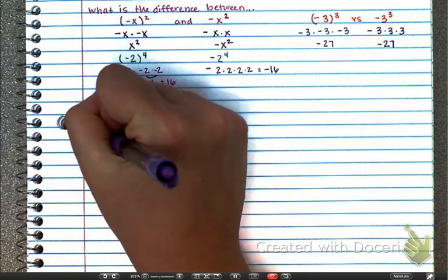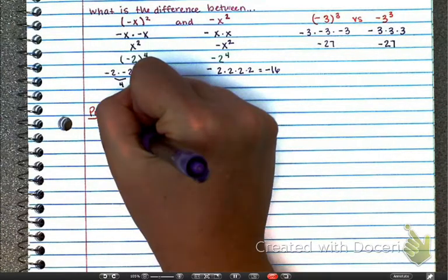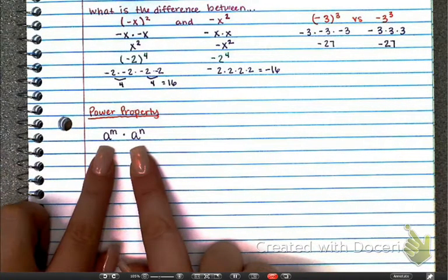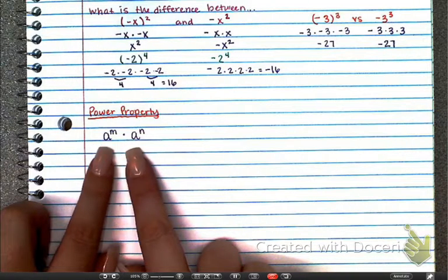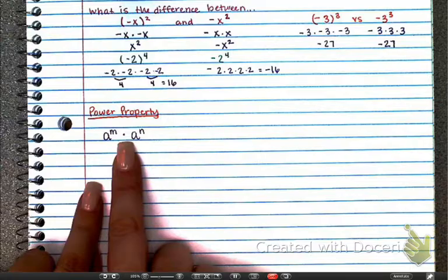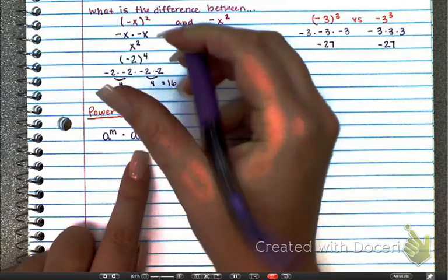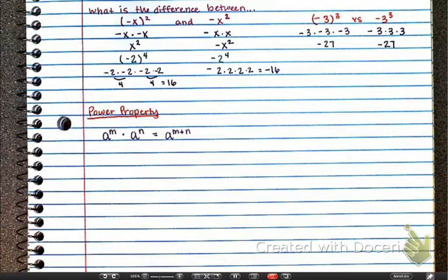So if I have a power, a to the m times another power, a to the n, does anybody know what I do with my exponents? And you'll notice that my bases are the same, right? They're both a's. That's important. So if they have the same base and you're multiplying the powers, does anyone remember what you do with the exponents? You add them. Okay, so I know it sounds funny, but when you multiply powers, you add the exponents.